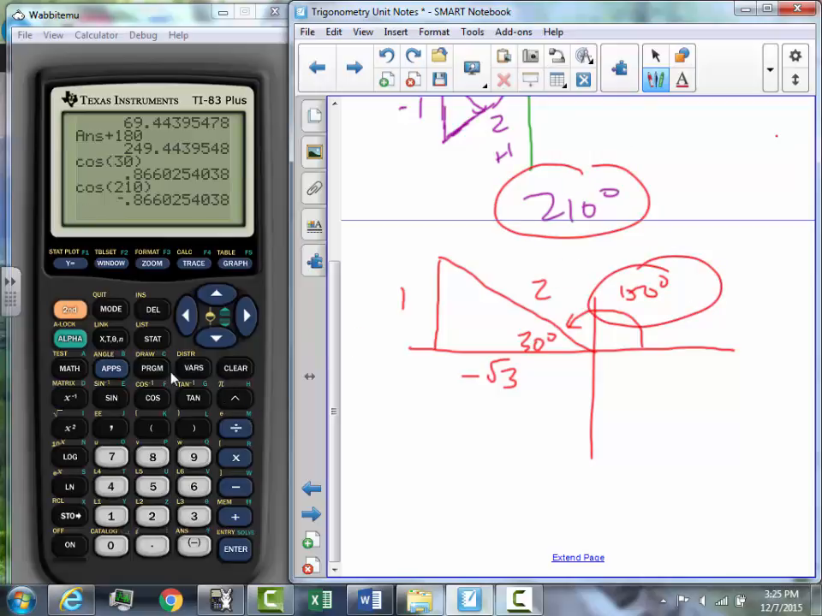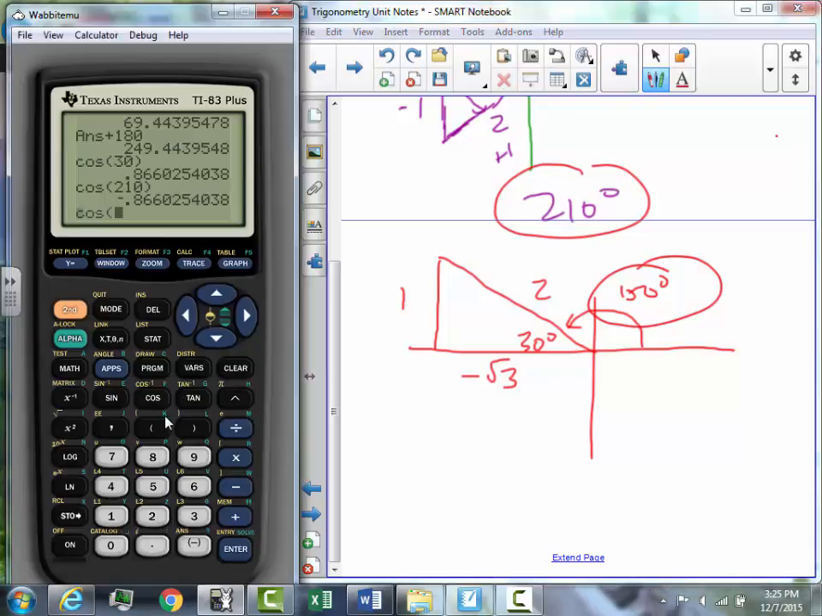Watch this, this is my last step here then. If I take the cosine of 210, it's the exact same as the cosine of 150, which is the exact same as the square root of 3 as a negative divided by 2. All three mean the same thing.